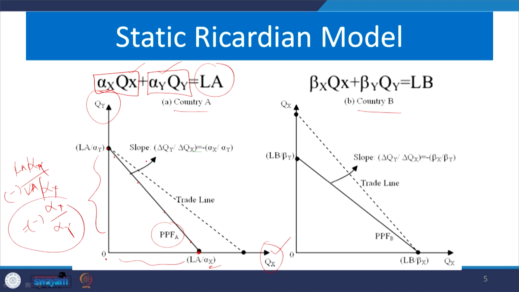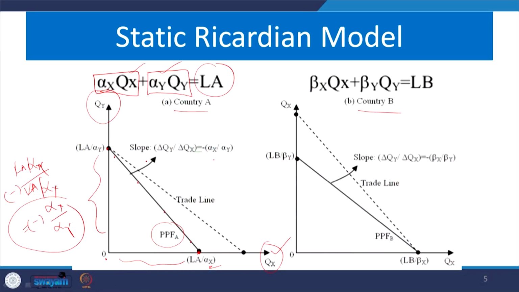So basically this is the price ratio: at maximum how much x can be produced, and the factor prices used for y, at maximum how much y can be produced. It is not the product prices, it is the factor prices. So this gives the price ratio of the factors which are dedicatedly used for x and y. Based on that we derive a production possibility frontier of country A. Similarly, you can derive the slope for country B. Here we said country A and here it is country B.